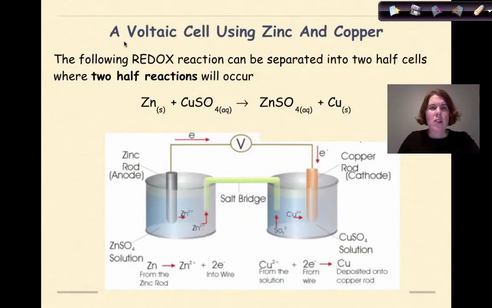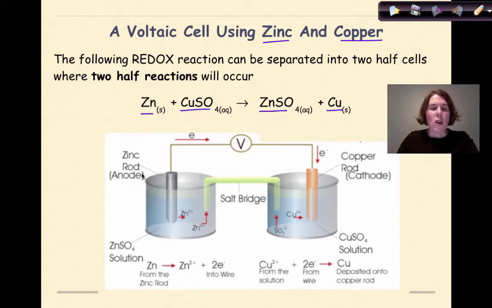So let's apply our knowledge to a voltaic cell using zinc and copper, going along with the general theme of the cell that we've been looking at so far. The following redox reaction can be separated into two half cells where two half reactions will occur. Solid zinc metal and copper 2 sulfate produces zinc sulfate and copper metal. We can take this single replacement reaction and split it into two half cells to basically harness the electricity that can be produced from this chemical reaction.